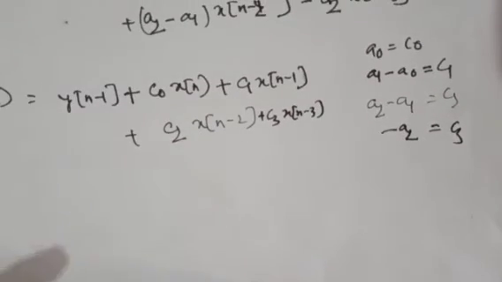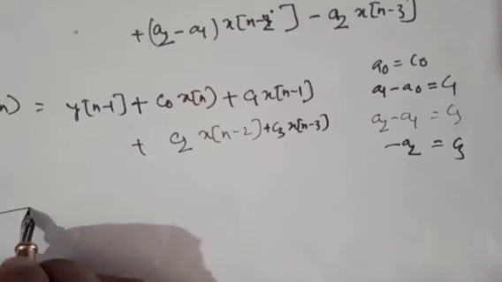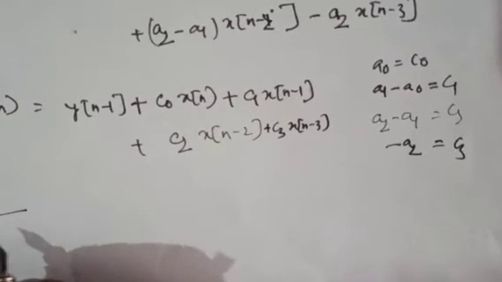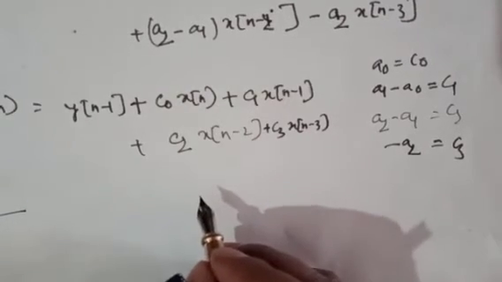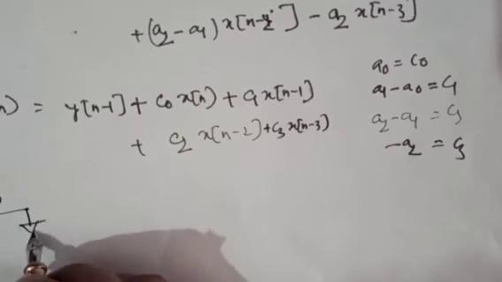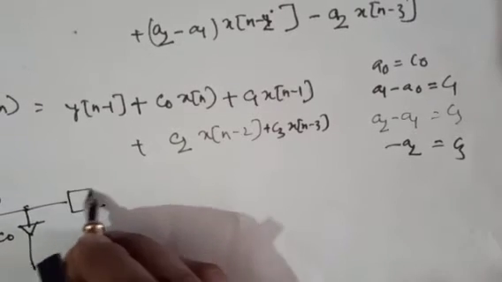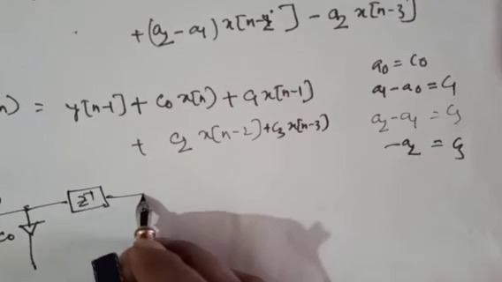So if we now realize it, it will be your x of n being multiplied by your c0, then the z inverse block will produce x of n minus 1.